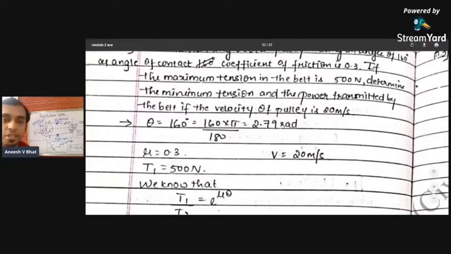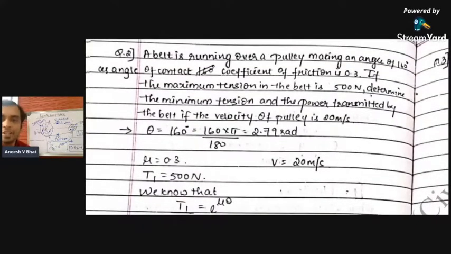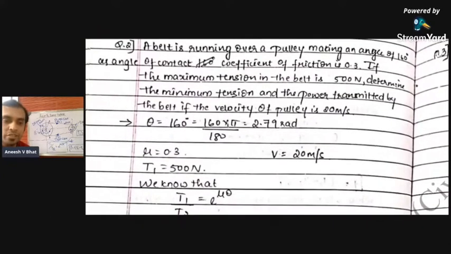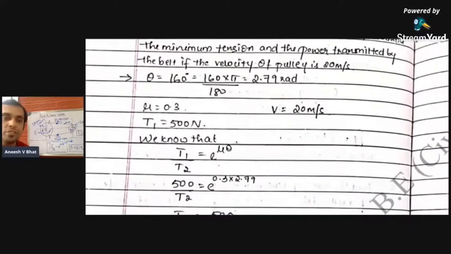So here in the question, the maximum tension is mentioned as 500 newtons. Maximum tension will always be T1 and the minimum tension will always be T2. So here you know the value of T1 as 500 newtons, mu as 0.3, V is 20 meters per second, theta is 160 degrees. Convert 160 degrees into radians: 160 into pi by 180, which is 2.79 radians. So you have all the data and you have this formula as well.